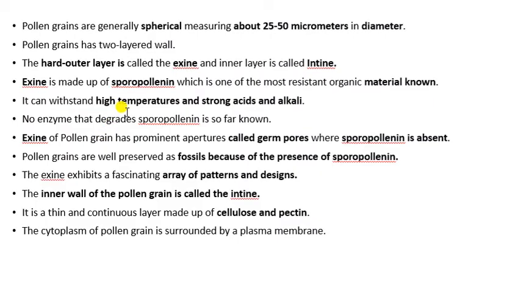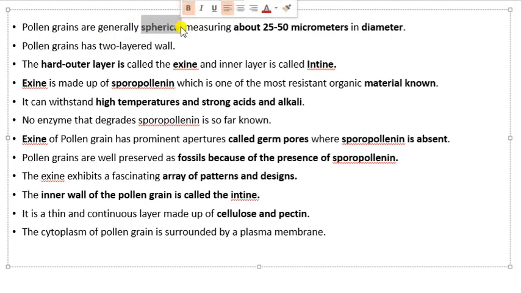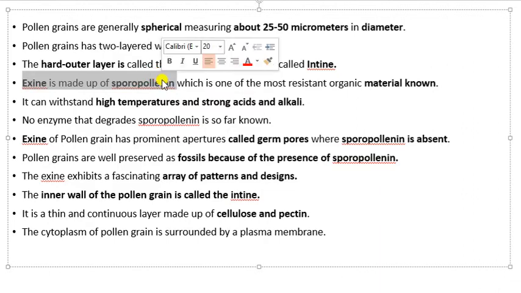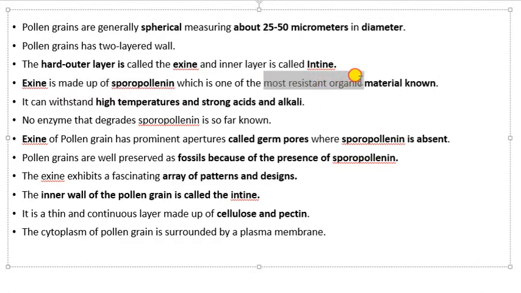Now, discussing the structure of pollen grains in detail: they are spherical in nature, 20 to 50 micrometers in diameter, and have a two-layered wall. The outer layer is hard and is known as exine, and the inner layer is known as intine. The exine is made up of sporopollenin, which is considered one of the most resistant organic materials known till now.